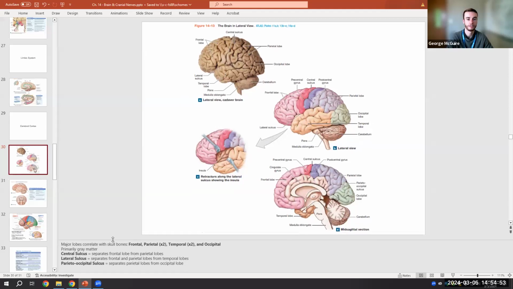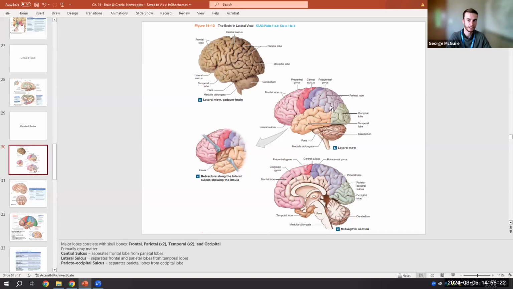So I've identified them here. So the major large fissures are the central sulcus, the lateral sulcus, and the parieto-occipital sulcus. The central sulcus separates the frontal lobe from the parietal lobes, so kind of in the center of your brain. The lateral sulcus separates the frontal and parietal lobes from your temporal lobe, right here.